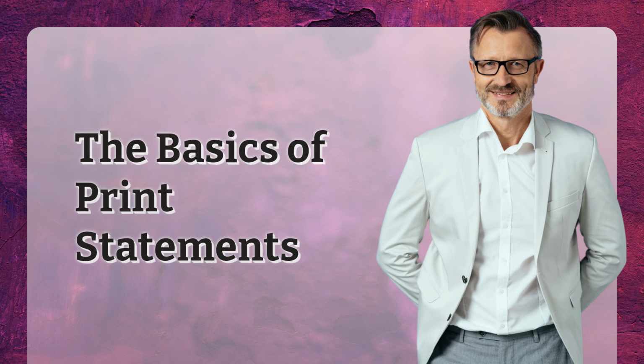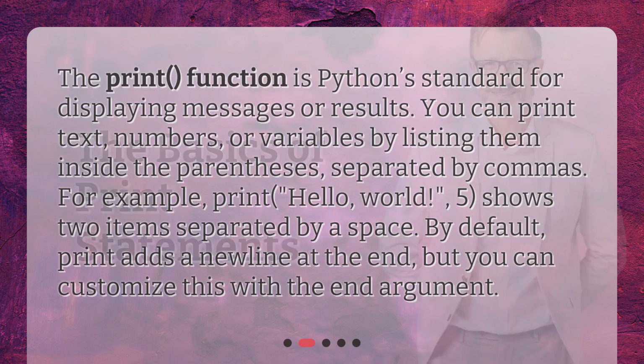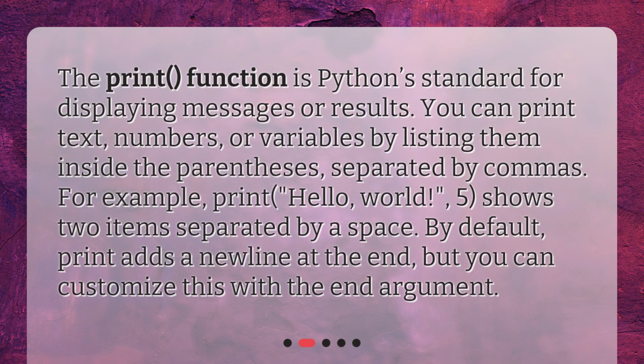The basics of print statements. The print function is Python's standard for displaying messages or results. You can print text, numbers, or variables by listing them inside the parentheses, separated by commas. For example, print("Hello world", 5) shows two items separated by a space. By default, print adds a new line at the end, but you can customize this with the end argument.